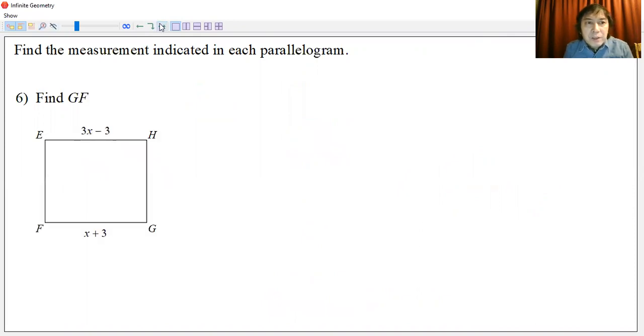Okay, here's number 6. Find the measurement indicated in each parallelogram. We're after GF. Find GF. It's this side. Let me mark it with a red. This side. Okay, this is GF. All right, so let's find the distance. Now, GF is equal to EH.